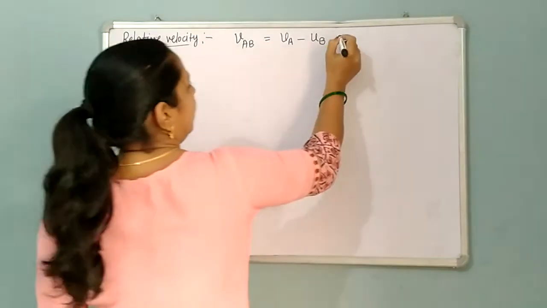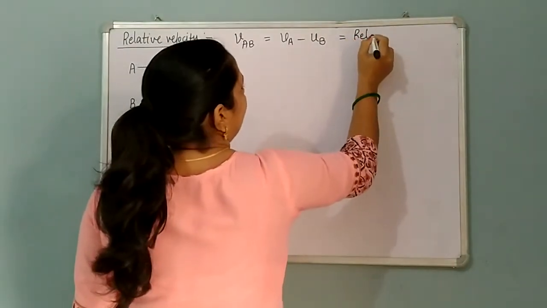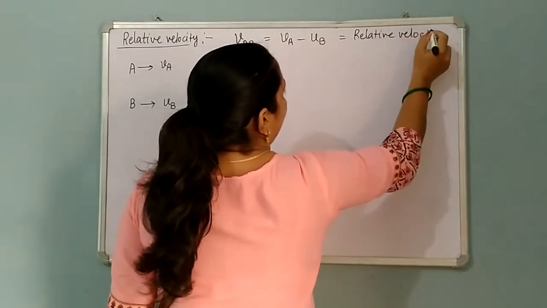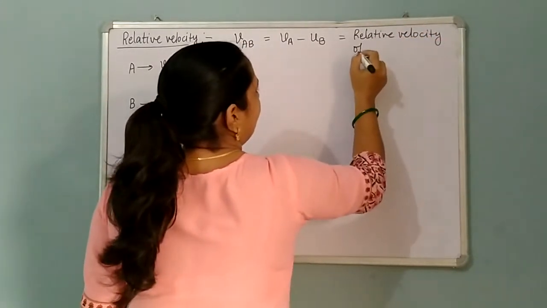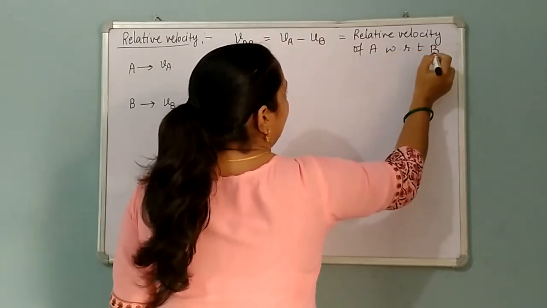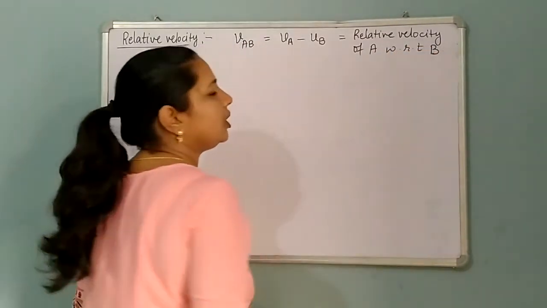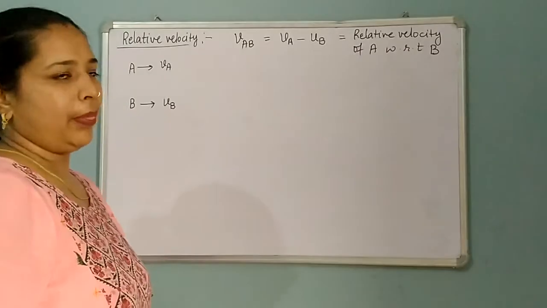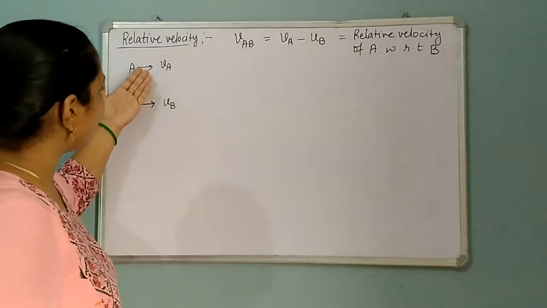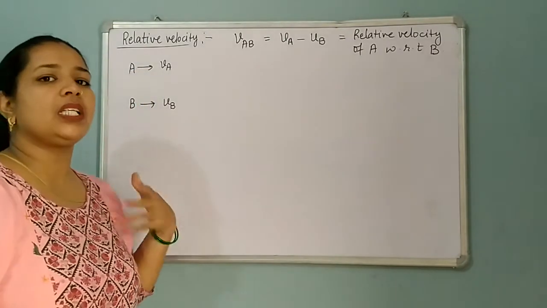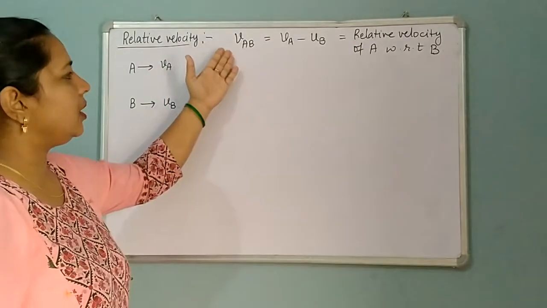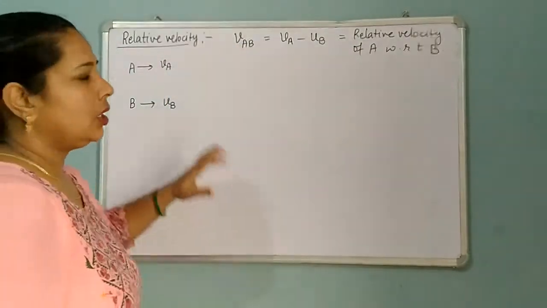How will we read it? As relative velocity of body a with respect to body b. A के हिसाब से B की वेलोसिटी क्या है? अगर A ऑब्जर्वर है तो जब वो खुद मोशन में है तो उसके लिए B की वेलोसिटी किस तरह से अपीयर होगी? That is named as relative velocity.